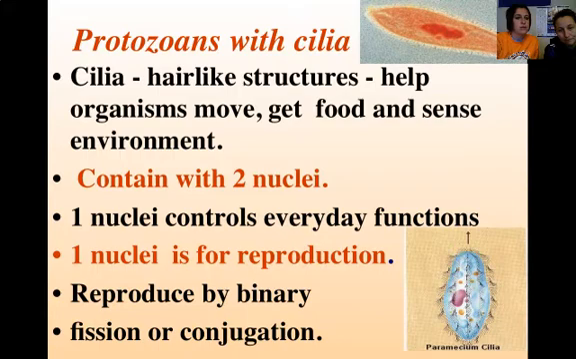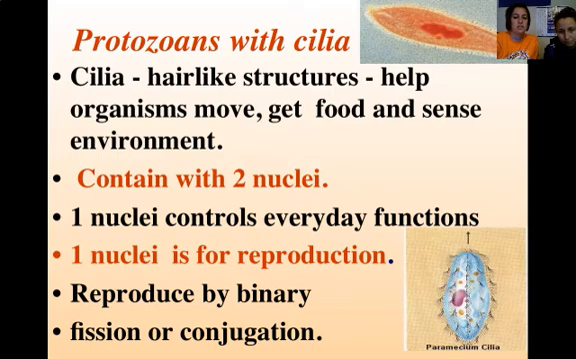Protozoans with cilia. Remember, cilia are those hair-like structures. They do help organisms move, get food, and sense the environment around them. These protozoans actually have two nuclei. One nucleus controls its everyday functions.